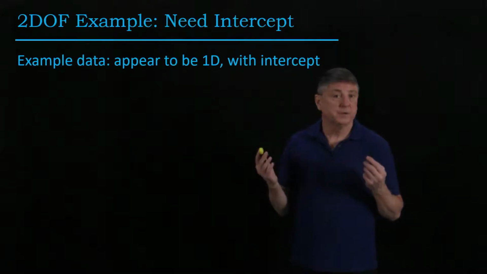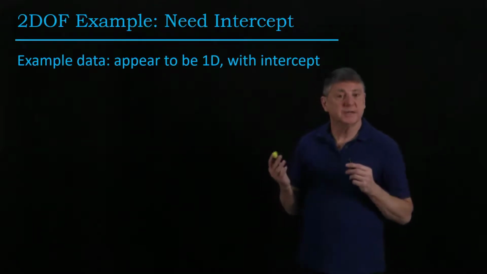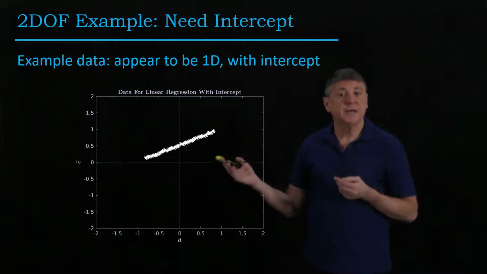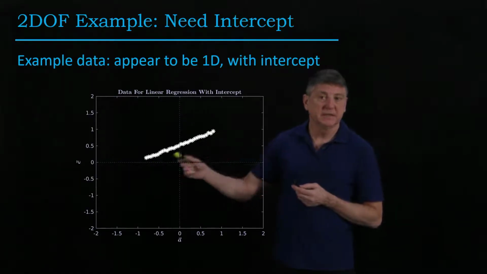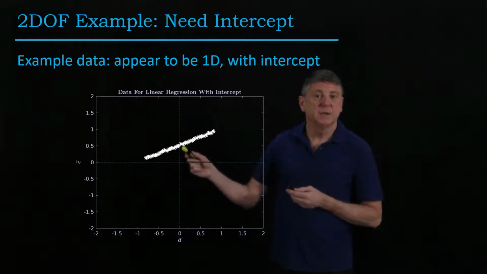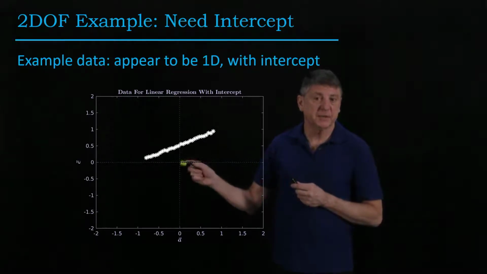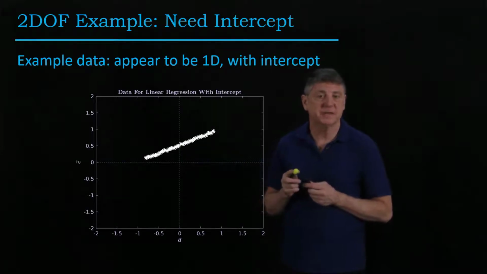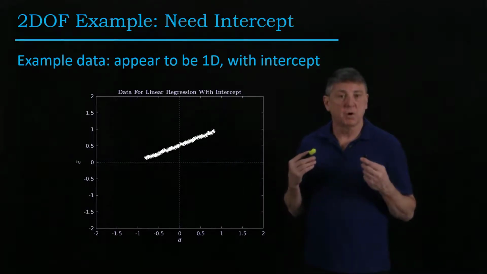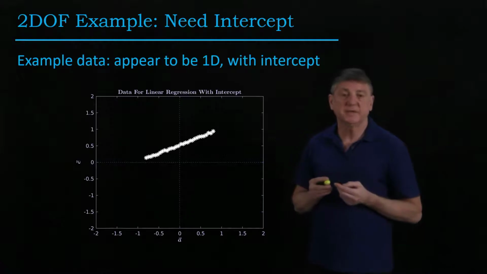Now suppose that we have data that appear to be one-dimensional, but there's an intercept term. And our data might look like this. We can see that there's a seemingly linear relationship between the data, but it's not a vector space because this is the origin and the data are offset from the vector space. That means that our model of the data has to include an intercept term. Now, let's work through this intercept term by hand.